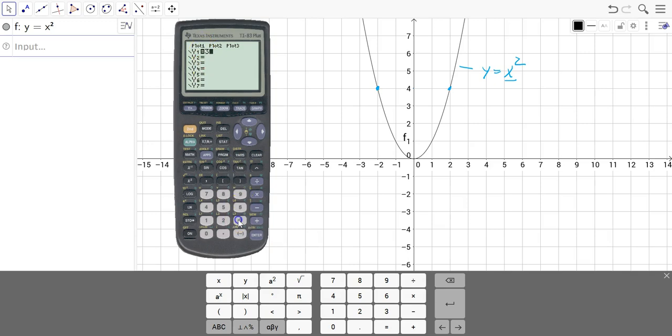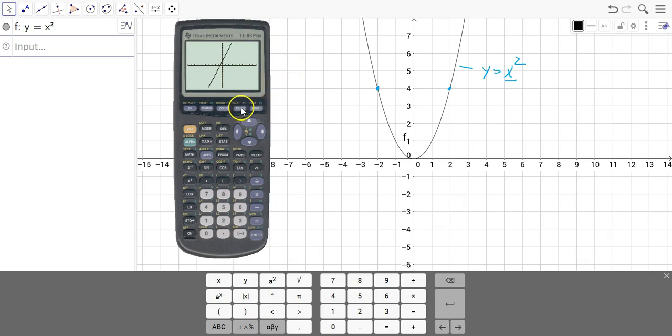So we'll type in 3. Now the X button is right here. You see there's an X, T, theta, n button. 3x plus 2. And then let's just click on that zoom button right there, and we'll pick number 6 for our standard viewing window. And there's the graph of 3x plus 2.